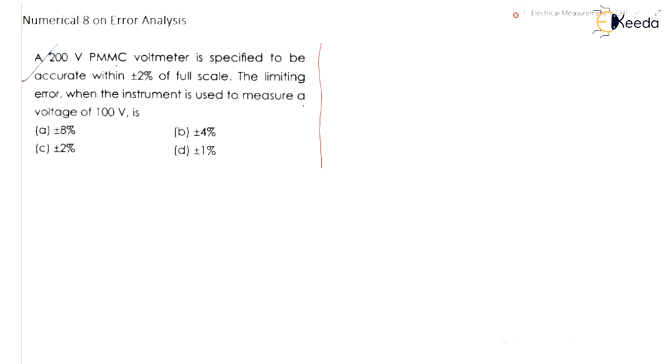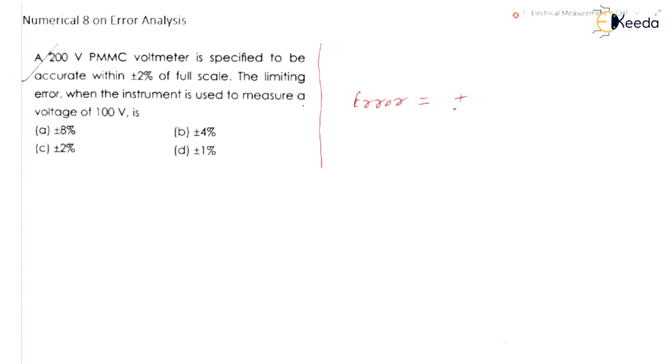A 200 volt PMMC voltmeter is specified to be accurate within plus minus 2% of full scale. So it is like a guaranteed accuracy error they have given. The limiting error when the instrument is used to measure a voltage of 100 volt is, and they have given the 4 options.